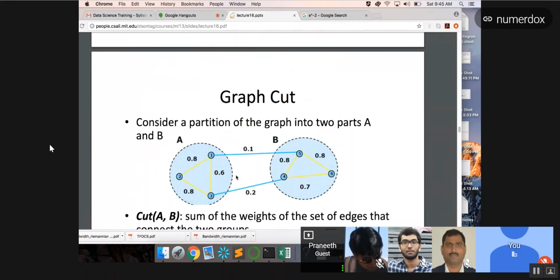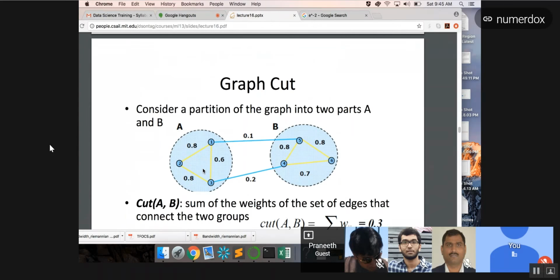You want to partition your nodes into groups A and B such that the volume within each group is high, meaning they're well connected internally, and the cut between the groups is very low. So the groups are very far off, but within the group they're well connected. That is the definition of a cluster.